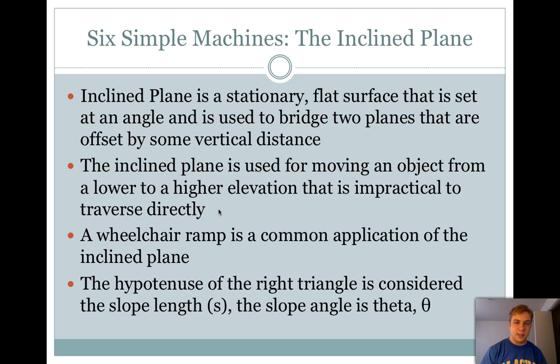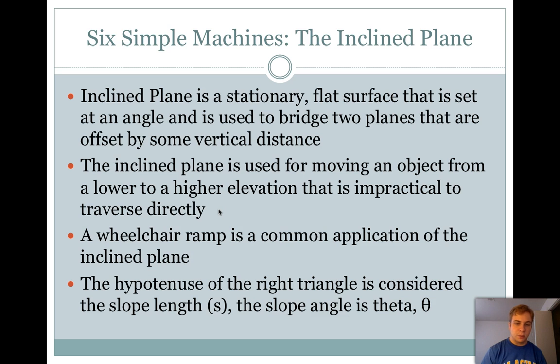The inclined plane. The inclined plane is a stationary, flat surface that is set at an angle and is used to bridge two planes that are offset by some vertical distance. The inclined plane is used for moving an object from a lower to a higher elevation that is impractical to traverse directly. A wheelchair ramp is a common application of the inclined plane.